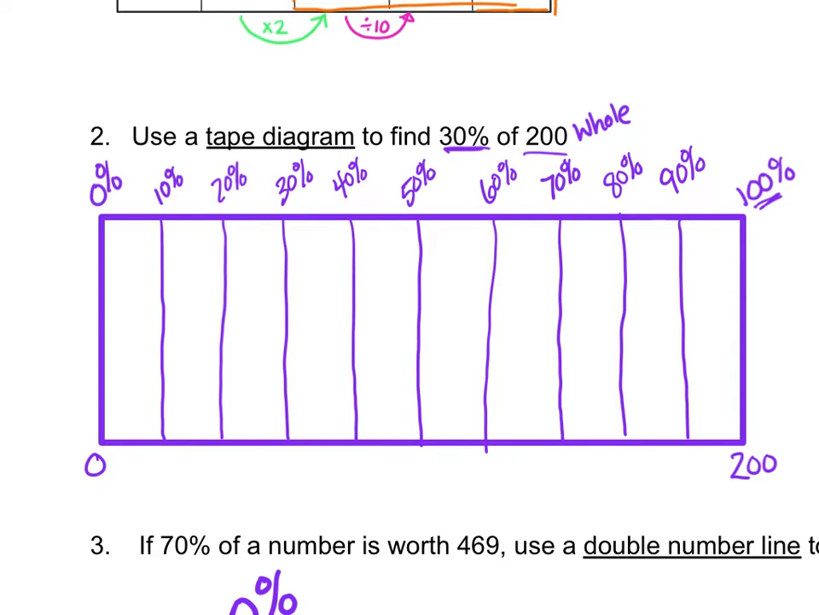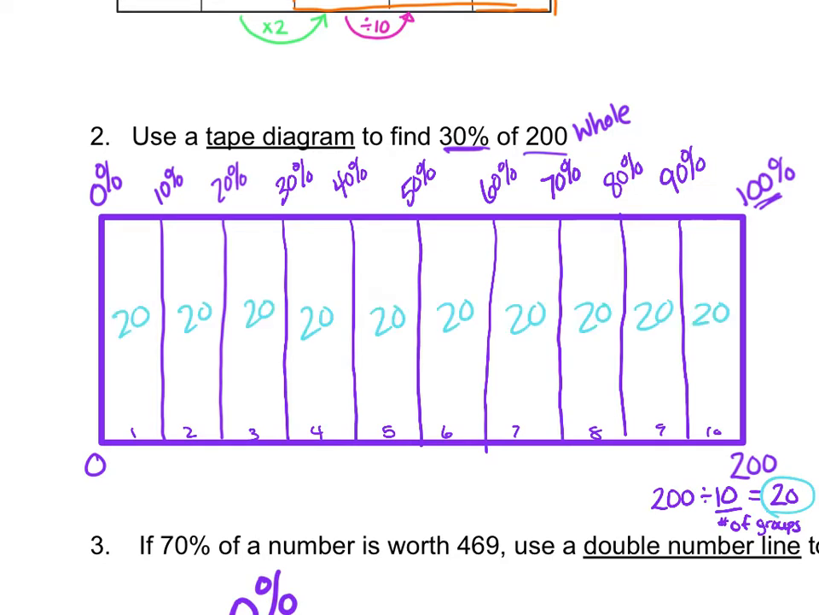Now what I need to do is figure out how much 30% is worth. Well, I know that I have 10 groups, and the total is 200. So if I take my whole and divide it by the number of groups, that will tell me what each part of the tape would be. So 200 divided by 10 is 20. So I'm going to put 20 for each one.